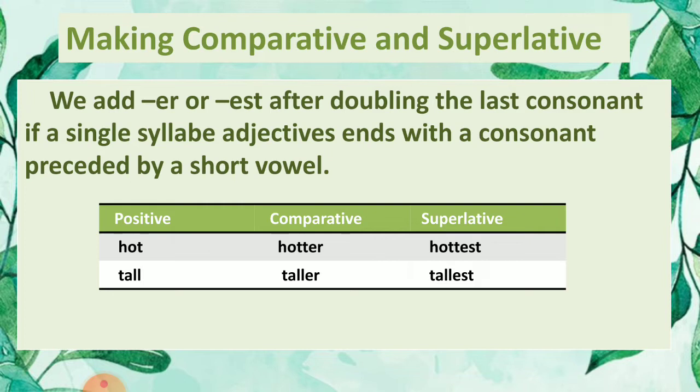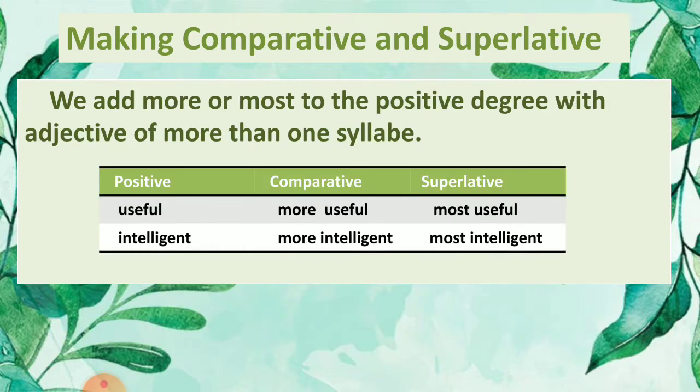So we double the last consonant, and we add ER and EST to comparative and superlative degrees. Like hot, hotter, hottest, tall, taller, tallest. Now we add more or most to the positive degree with adjectives of more than one syllable, right? So all the adjectives which have more than one syllable in the positive degree, we just add more to the comparative and most to the superlative, like more useful, most useful, more intelligent, most intelligent.